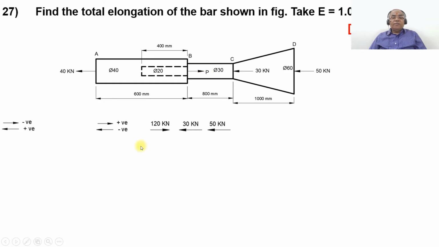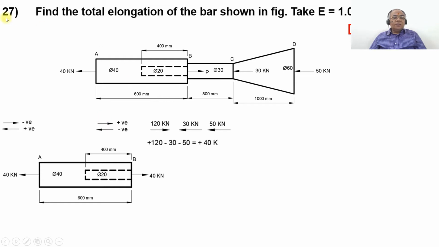one is P, that is 120, acting towards the right side, and 30 acting towards the left side, and 50 acting towards the left side. According to the convention, right side is positive and left side is negative. So 120 minus 30 minus 50 is equal to 40 kilonewton, acting towards the right side because it is tensile, positive. So finally, in this calculation, 40 kilonewton is acting toward the left side and 40 kilonewton is acting toward the right side.